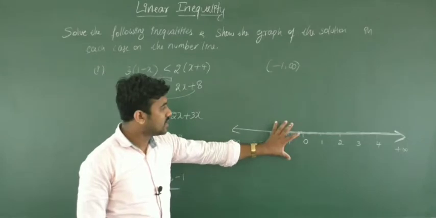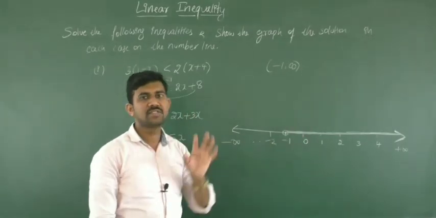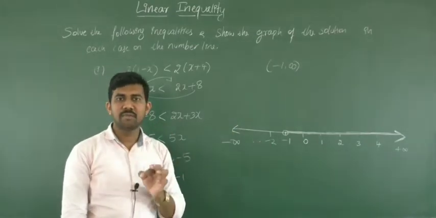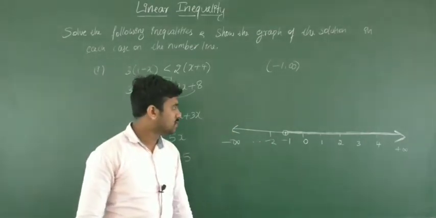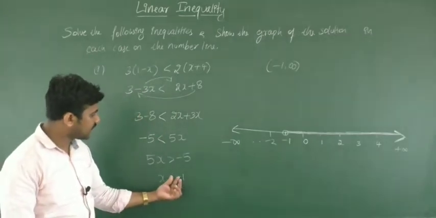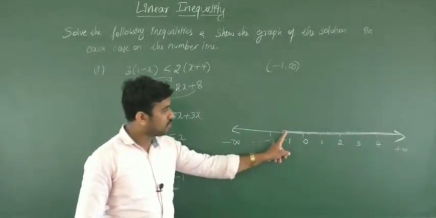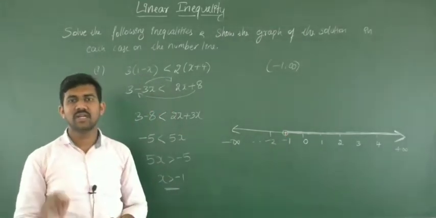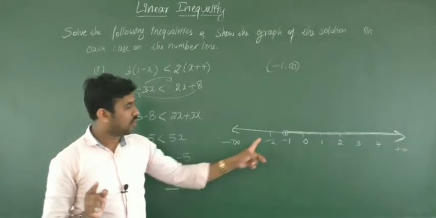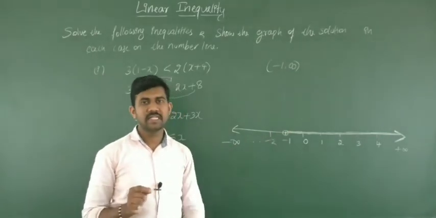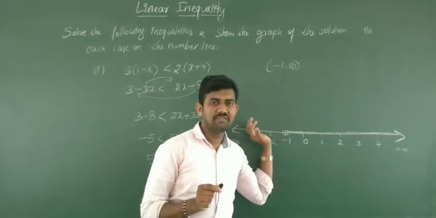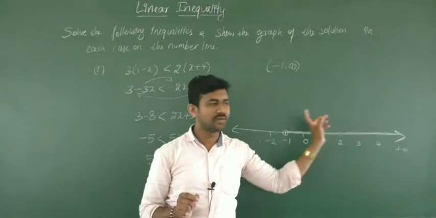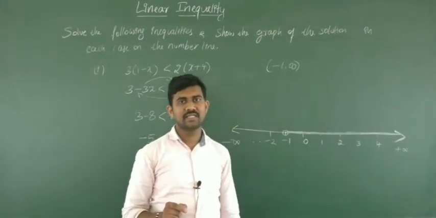So this is the graph of the solution on the number line. Is it clear how to draw the graph of the solution on the number line? Suppose if you have x is greater than or equal to minus 1, then you have to fill this circle. Since here x is strictly greater than minus 1 and minus 1 is not included, on the point minus 1 you draw a circle, and then show the solution by drawing the thick line on the right hand side.